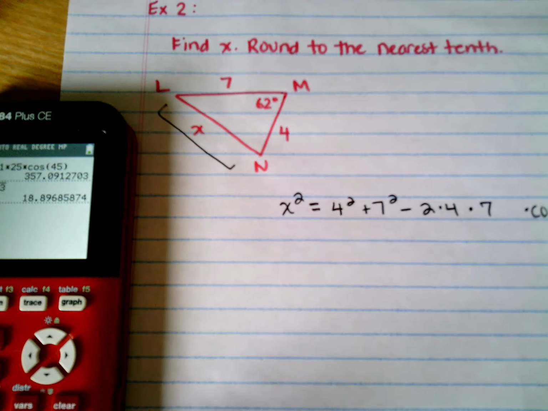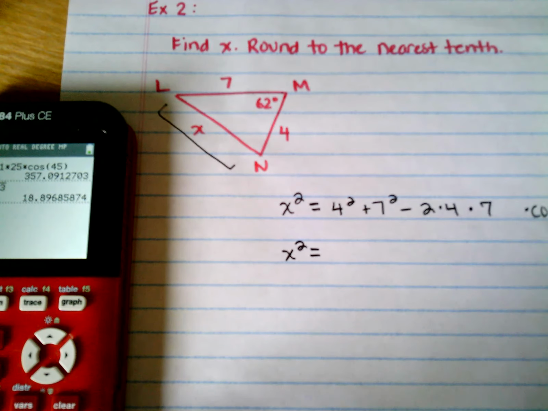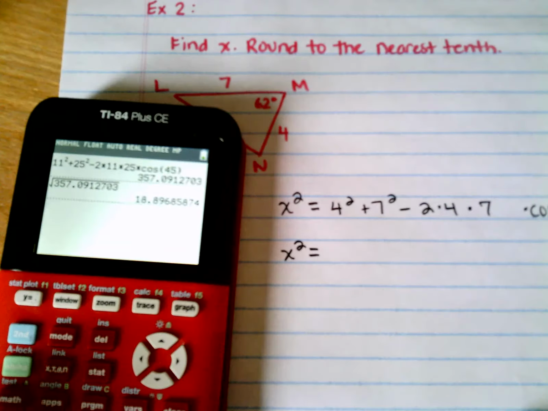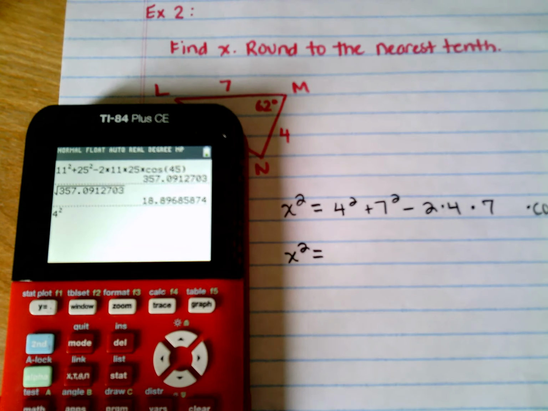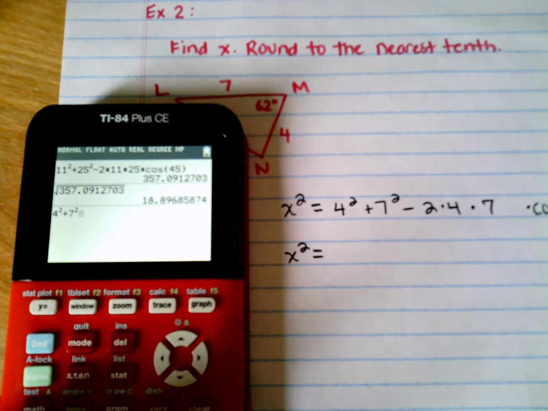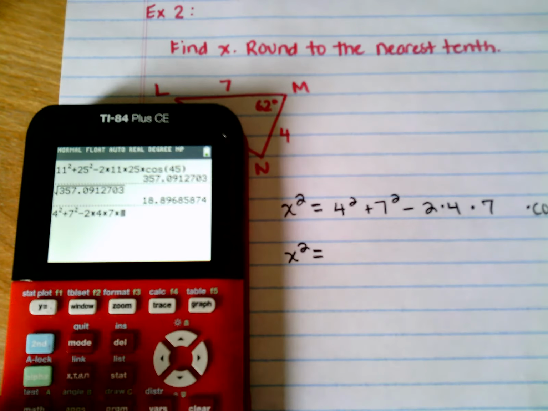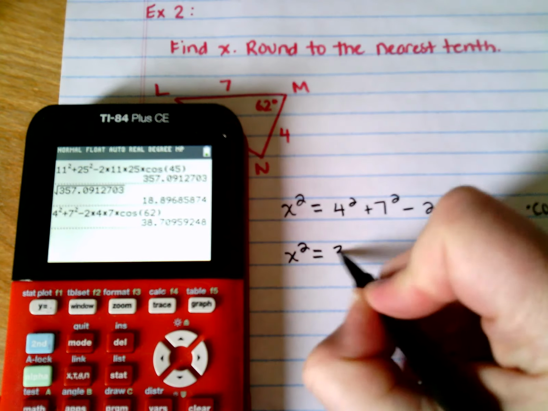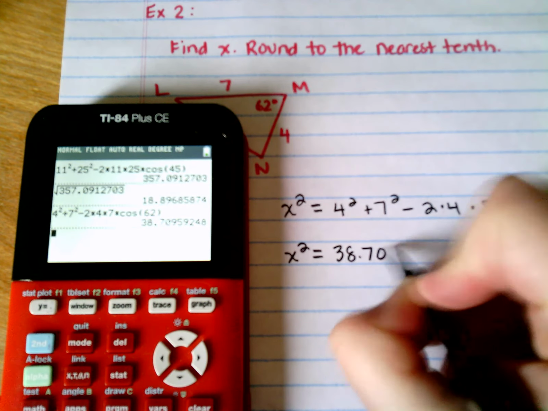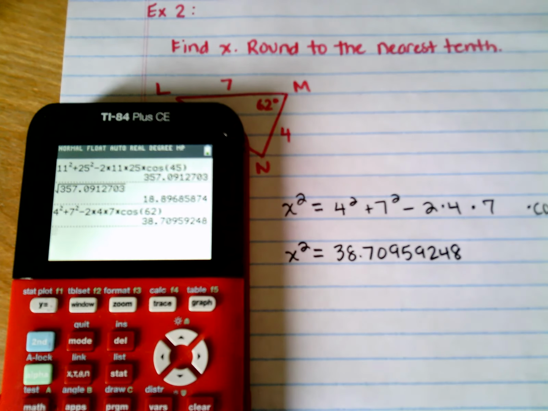So now that I've got it all set up, I'm going to go back to my calculator and I'm going to type all this in. So here we go. 4 squared plus 7 squared minus 2 times 4 times 7 times the cosine of 62. And that's about 38.709599248. And just like with the last one, the last step, this is what x squared equals.